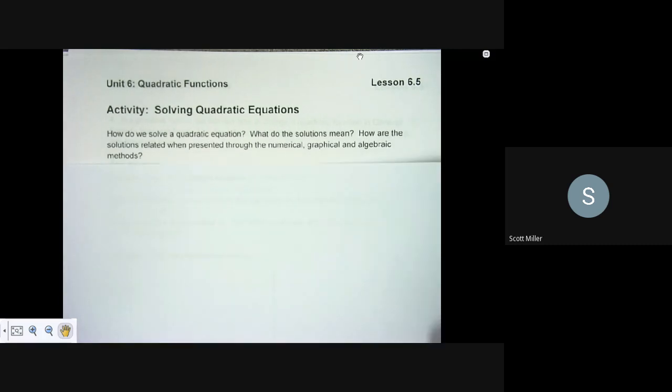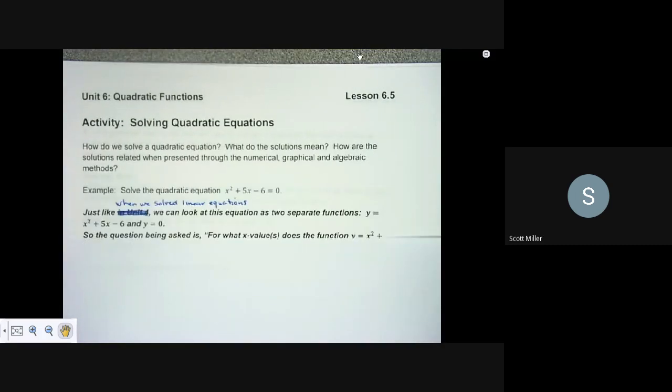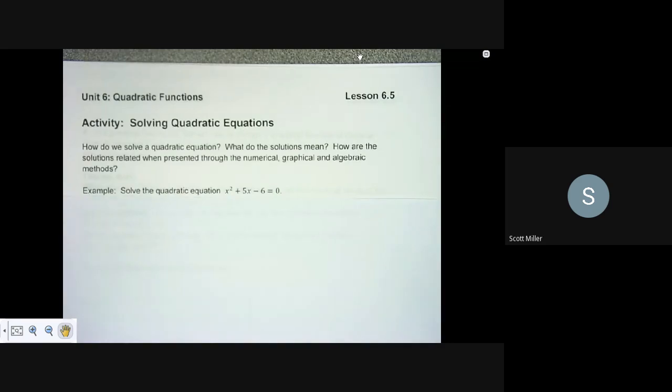So what's going on here? Well, we're going to look at this example right here. We're going to solve this quadratic equation, x squared plus 5x minus 6 equals 0. Okay, and there's three methods for solving quadratics. This is the first one. And we're going to look at it and see what this means. What does a solution mean when I ask you to solve?